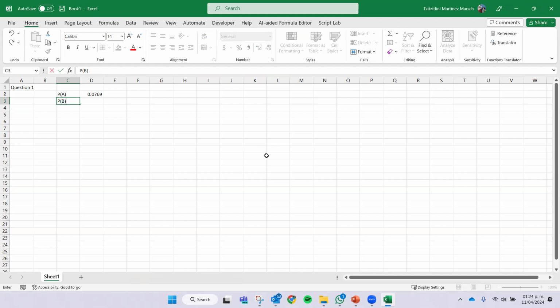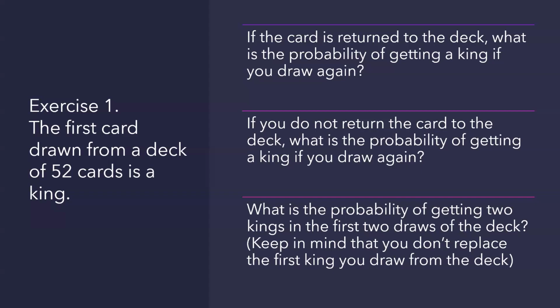Probability of B is going to be, how many chances do I have? What are the favorable outcomes? Well, the favorable outcomes are going to be 3 kings, because we already have one in the probability of A. So 3 kings, and how many cards do I have of all the possible outcomes? Well, I have 51 cards now, because I didn't return the first one. So it is 0.58, okay?